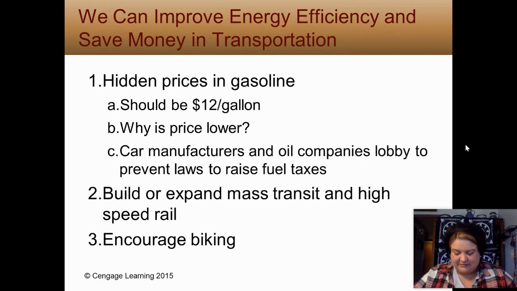They give tax breaks to big oil, to car manufacturers, and to road builders. So that's good for us as a consumer, but it artificially then makes us think that it's not so bad, right? So in terms of green taxes, gasoline is something that could be taxed differently, and I think we'd use less. We can also build or expand mass transit. We briefly talked about that. Japan, Europe, and China are really good at that. And we can encourage biking. That was back in chapter 22 as well.